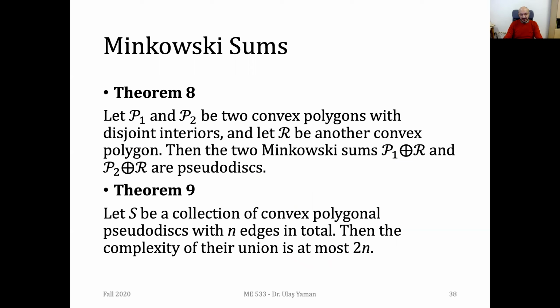We have another theorem, not as important as the other ones. We have a collection of convex polygon pseudodisks with n edges in total. Then the complexity of their union operation is at most 2n. So at maximum, we can have 2n edges if you try to union all these pseudodisks together.